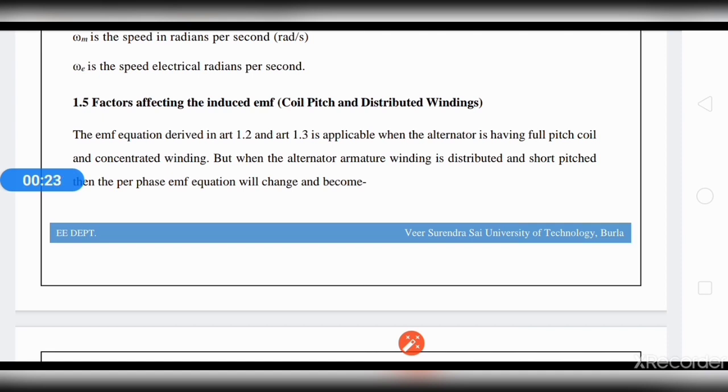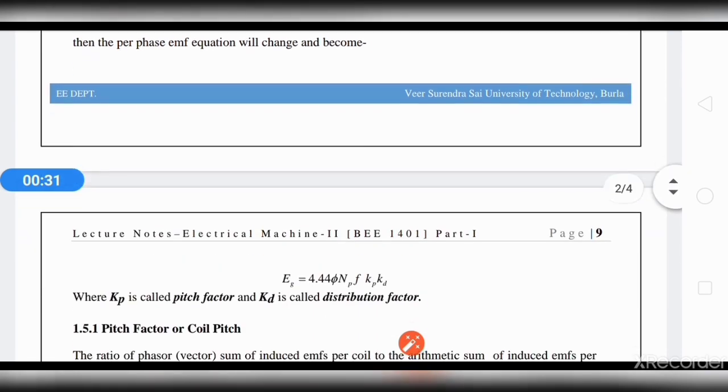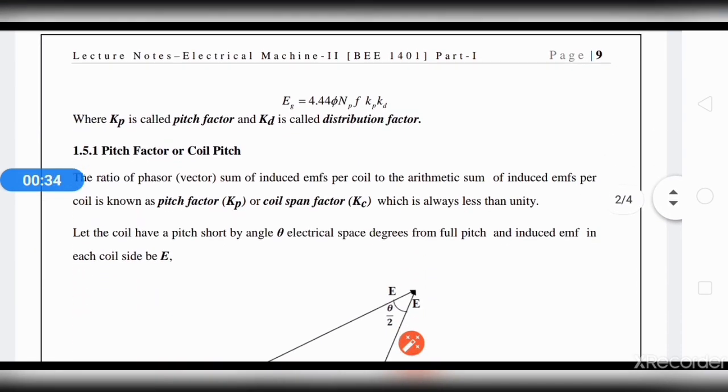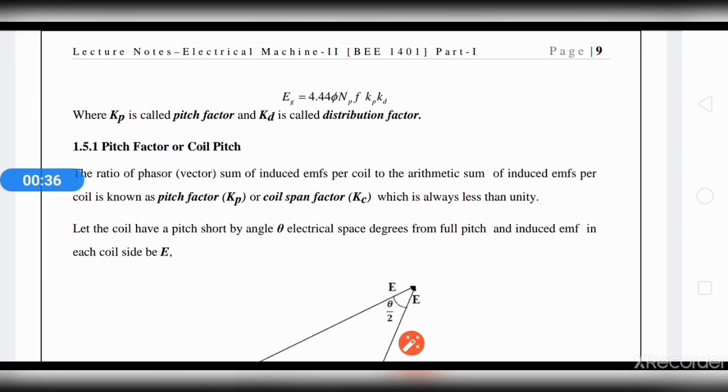But when an alternator is having distributed and short pitch winding, then the per phase EMF equation will change and it will become: generated EMF is equal to 4.44 phi N P F Kp Kd. Here Kp is the pitch factor and Kd is the distribution factor.